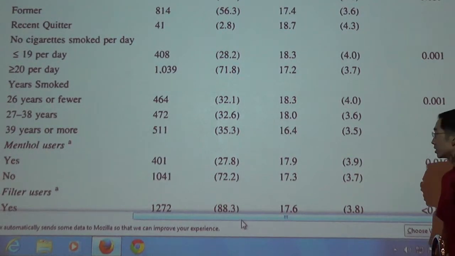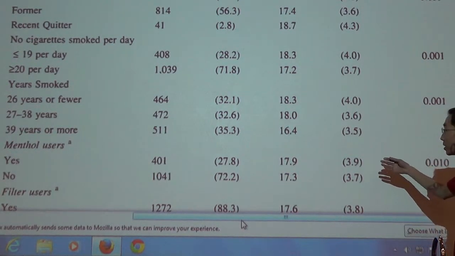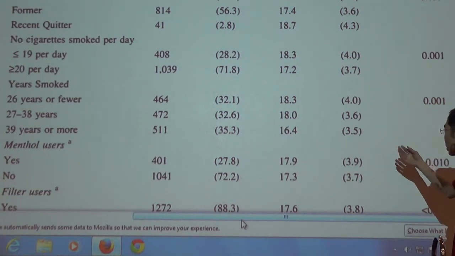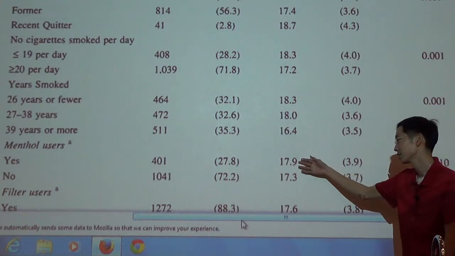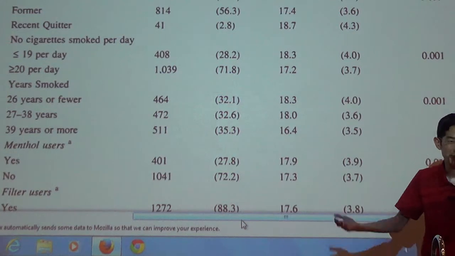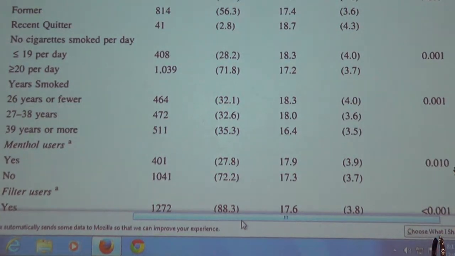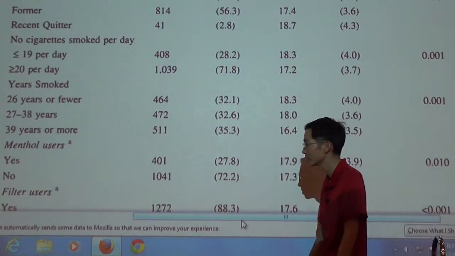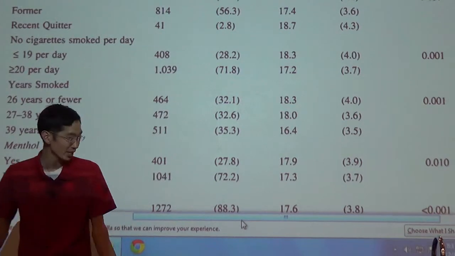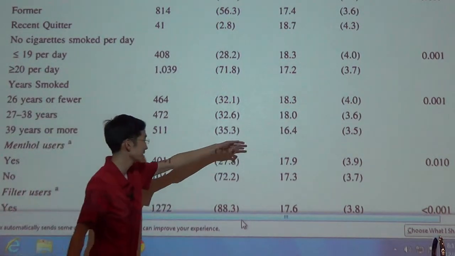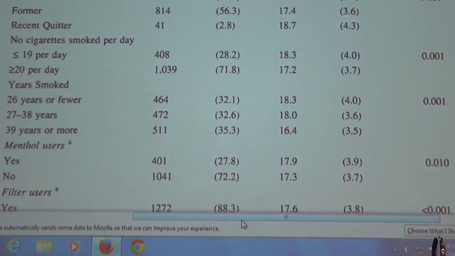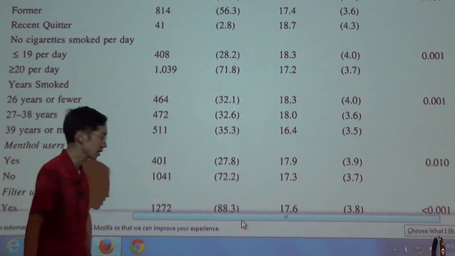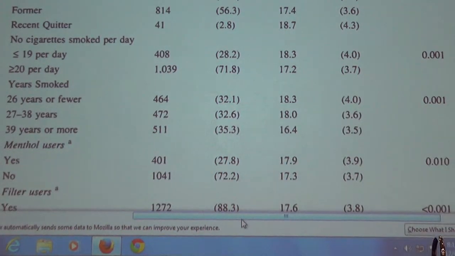Was there a difference, if you use menthol, in when you started smoking? Maybe, maybe not. Here it shows a p-value of 10%, so probably not. But if you smoked 39 years or more, you're more likely to have started smoking at a younger age. Then they looked at a whole wide range of things.